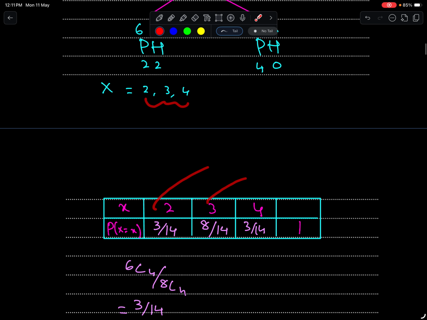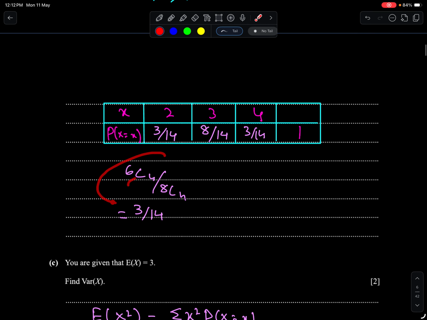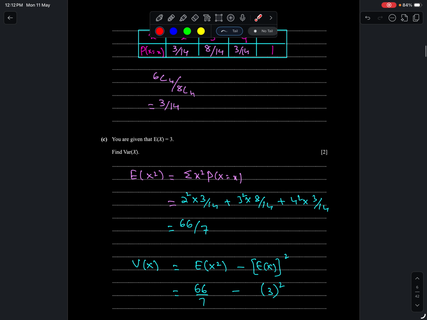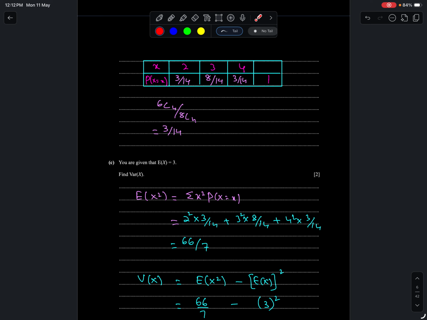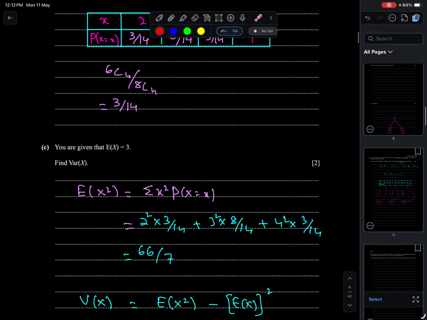And here is the table 2, 3, 4. And how to find probability? Use combinations. All 4 paper bags, 6C4 divided by 8C4. Like this. And how to find mean and variance? Very simple. Let me show a question in which I found both mean and variance.